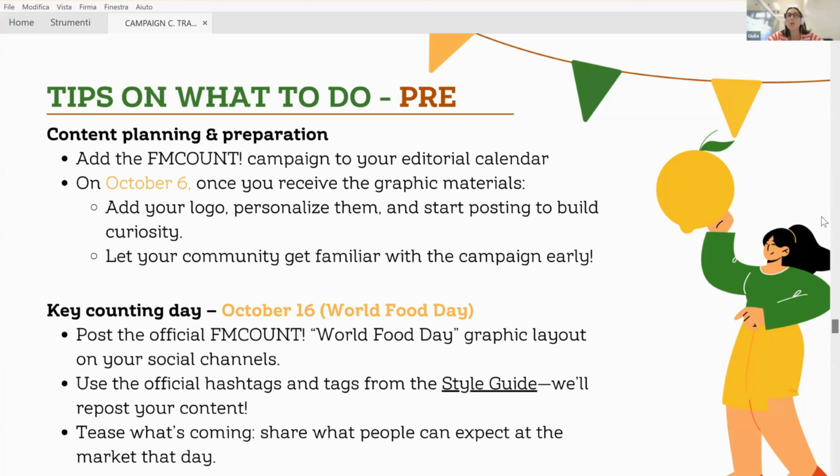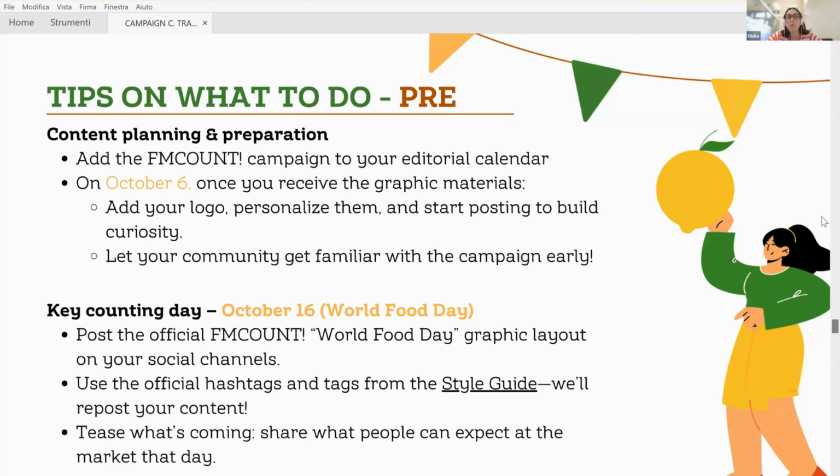Of course, you can add your logo, personalize the graphic, and create something of your own if you wish, and then post everything on social media. Some key dates or mandatory graphics that you need to post regard the World Food Day graphic layout that will be provided by us with all the other layouts, and you can decide if you want to upload your logo or just leave the World FMC logo as well as the Farmer Market Count campaign logo.